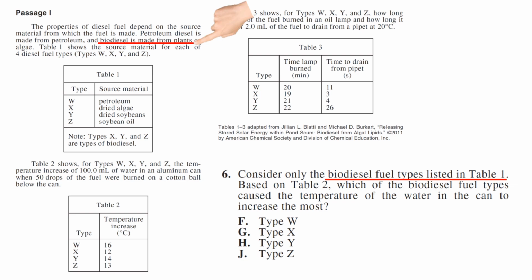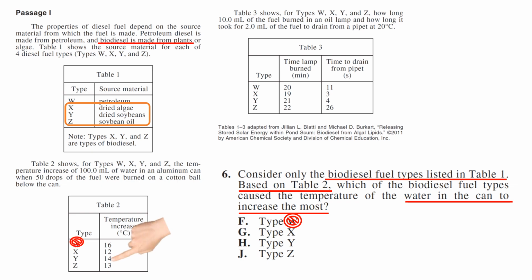Biodiesel is made from plants, so that eliminates choice W, which is petroleum. If you don't do that, you might get this question wrong, because based on Table 2, which one caused the water in the can to increase the most? Well, we clearly see if we're only looking at biofuels, it's choice Y, right? So your answer is H. But if you didn't eliminate petroleum, the answer would be F, type W. So you have to be careful on this one. So your answer is H, type Y.